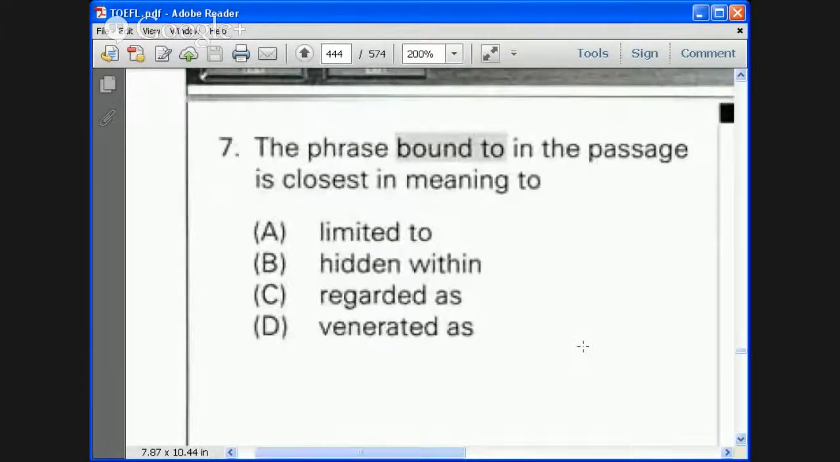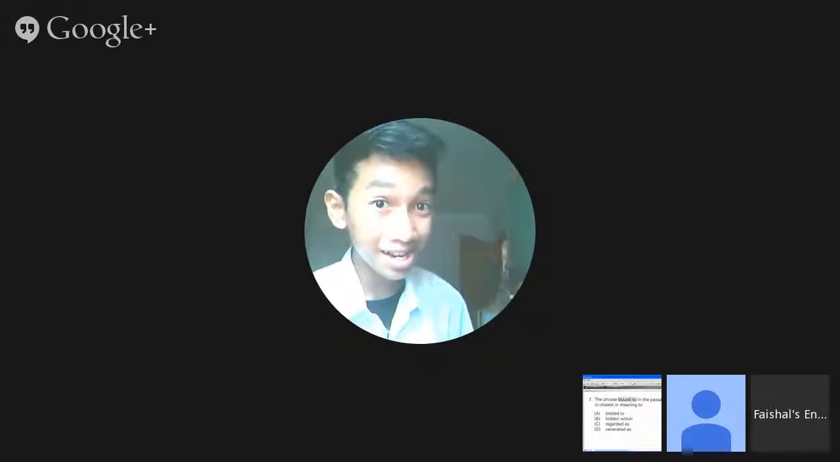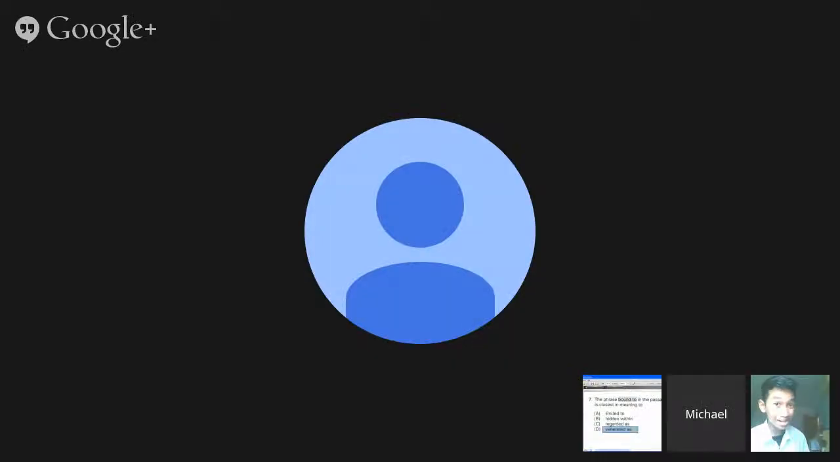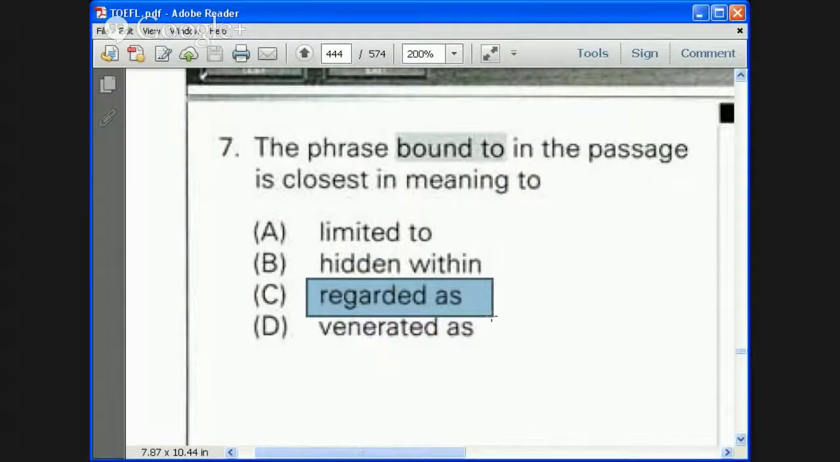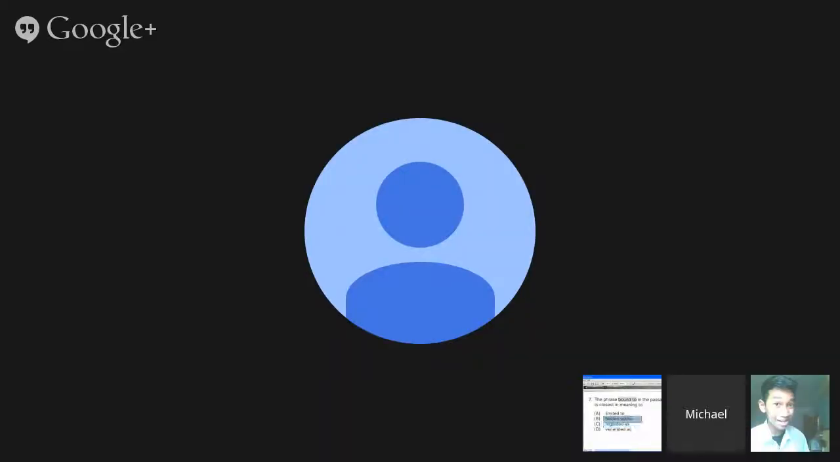Okay, it is not bound to a single tree. I don't like the word venerated as. I don't like the word regarded as. I don't like the word hidden within. I like A more, just because there is a "to" at the end. So the second word is "to", and our word is "with to". So basically they correspond. They overlap. No, they're the same 99% except the first word.